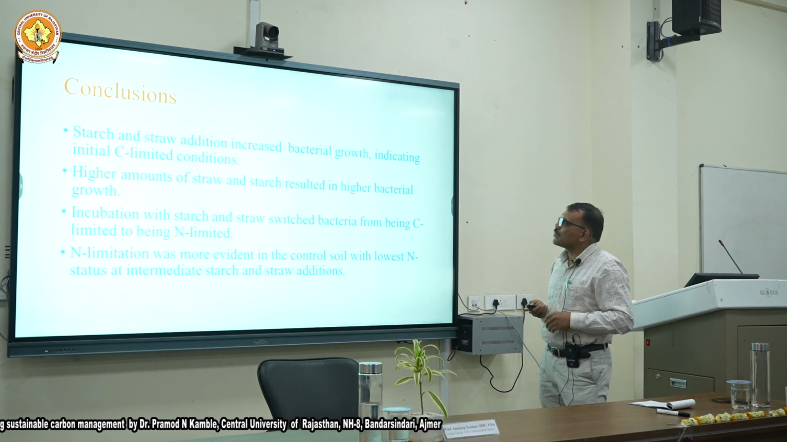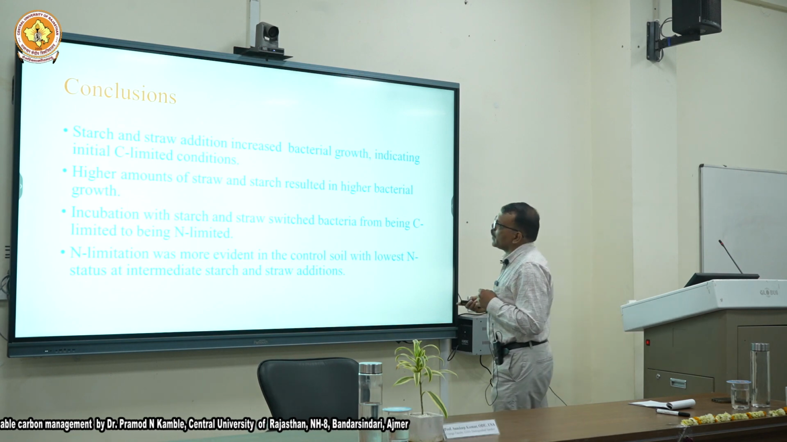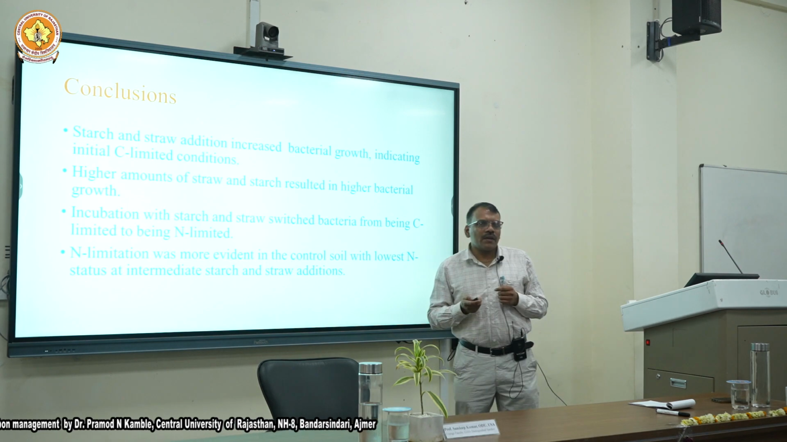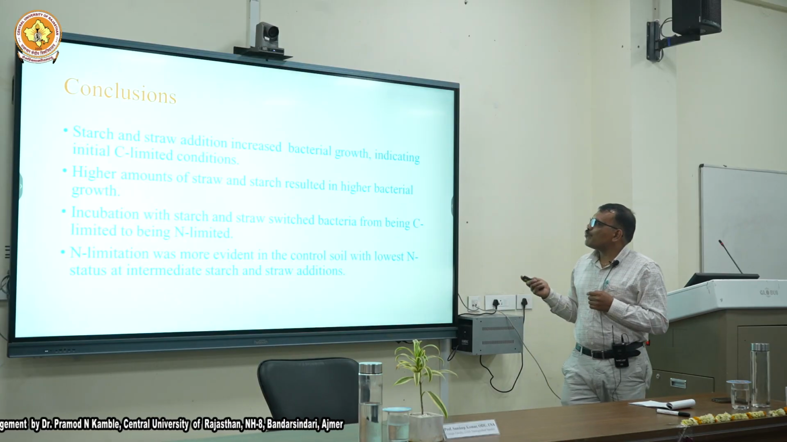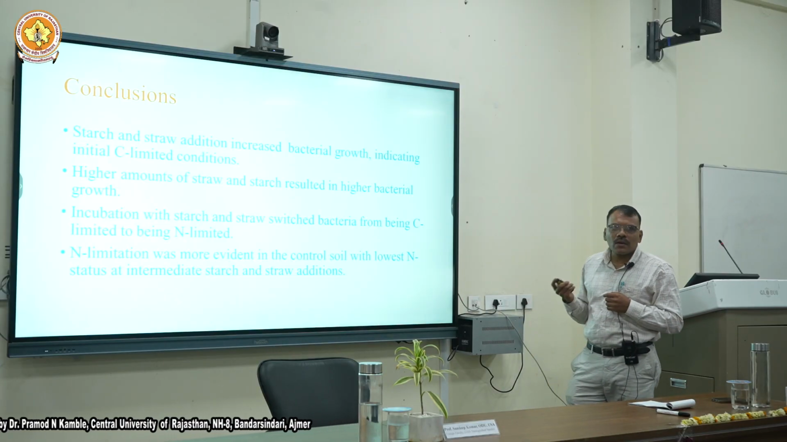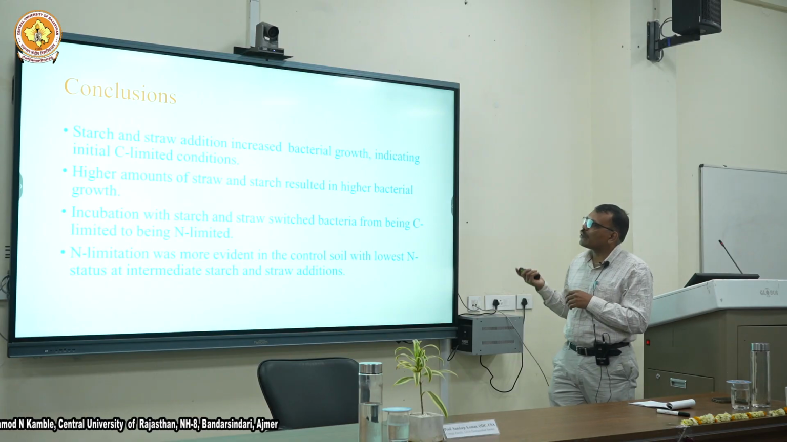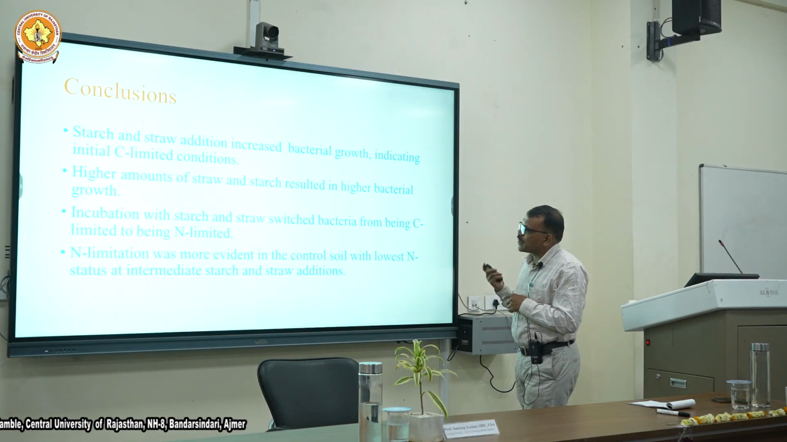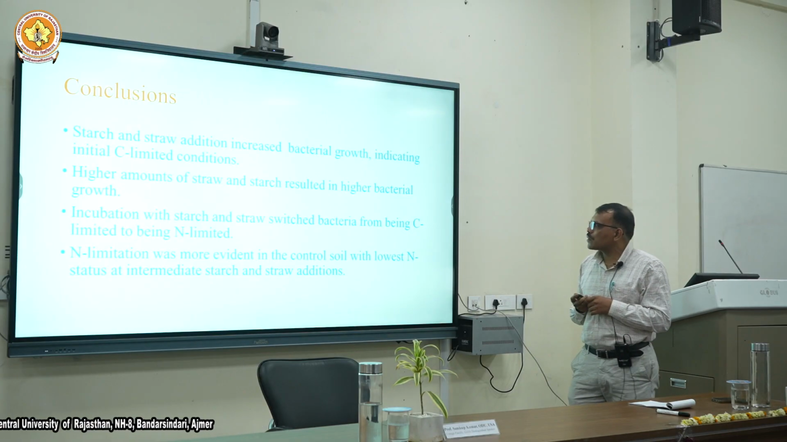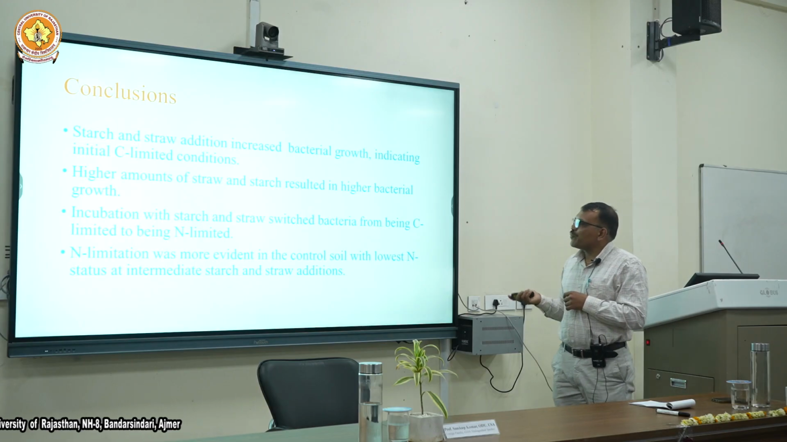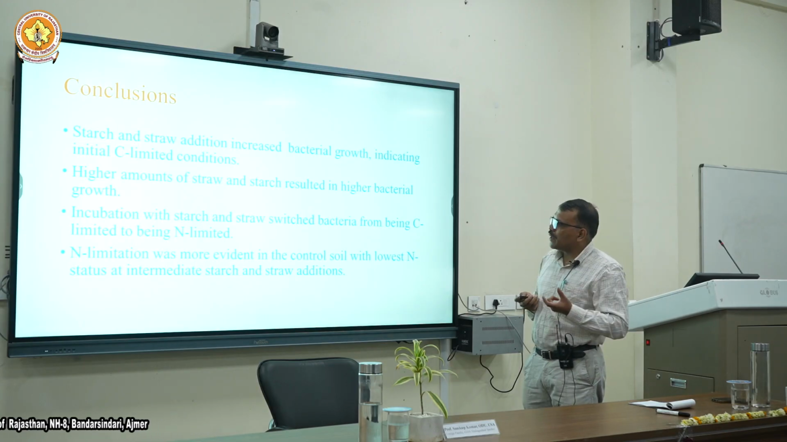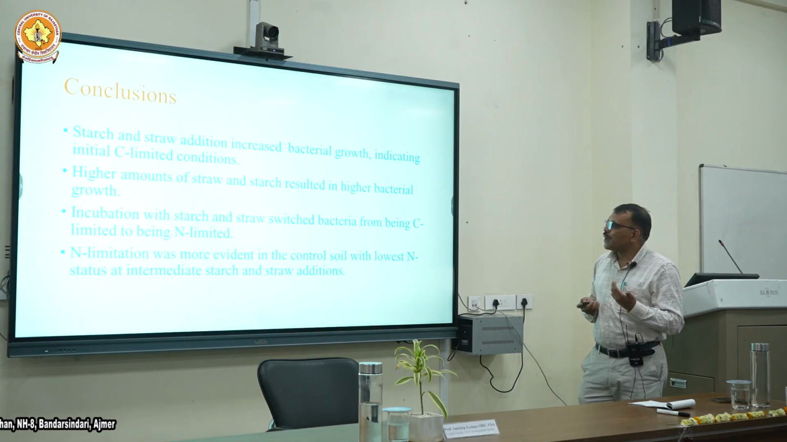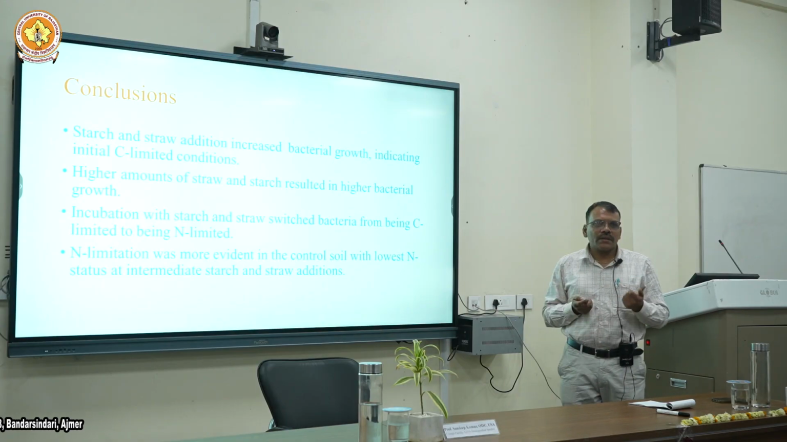So, conclusion: starch and straw addition with bacterial growth indicates initial C-limited conditions. Then a higher amount of straw and starch resulted in higher bacterial growth, which is the direct effect of straw and starch, as we discussed. Then inhibition of starch and straw switched bacteria from being C limited to being N limited, and N limitation was more evident in the control soil with the lowest N status.